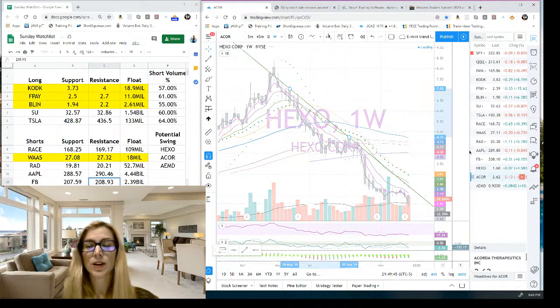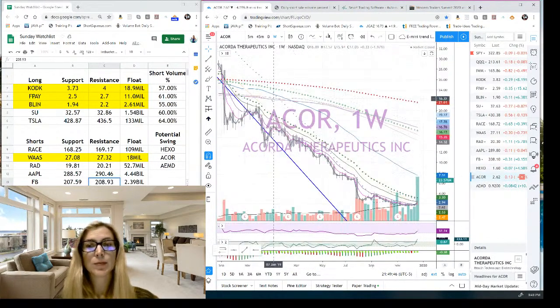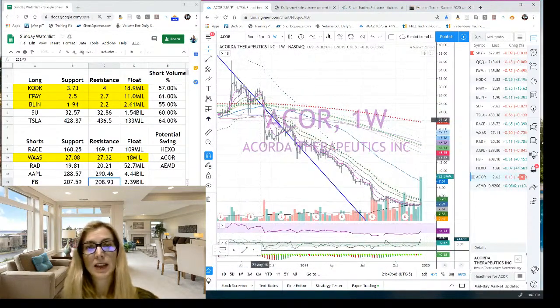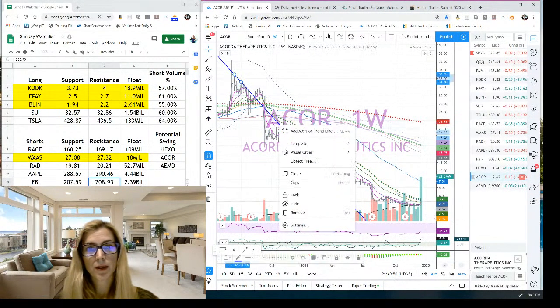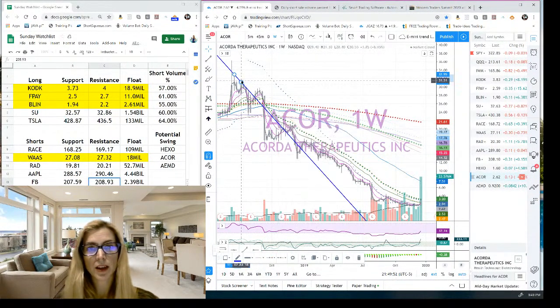Okay, next one on the list, Acor. Same sort of chart, right? It does have that. Let's get rid of this. This is an old one. Obviously, I drew it way back here.